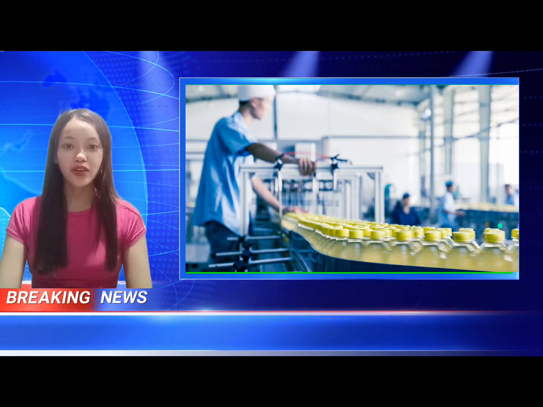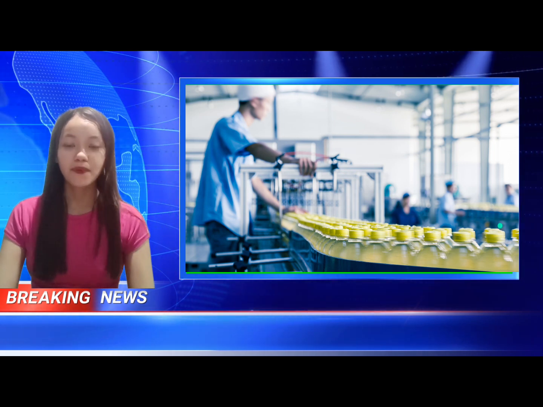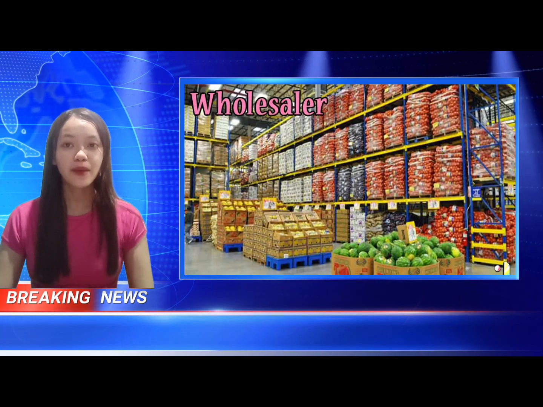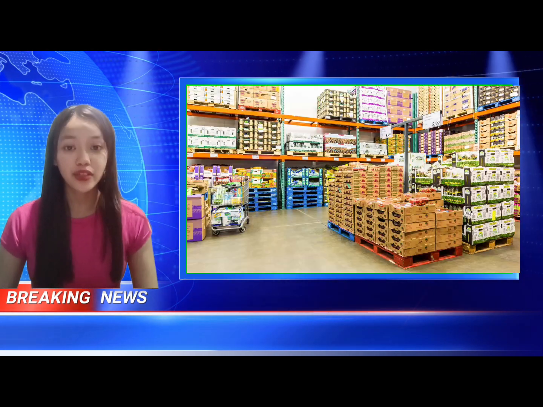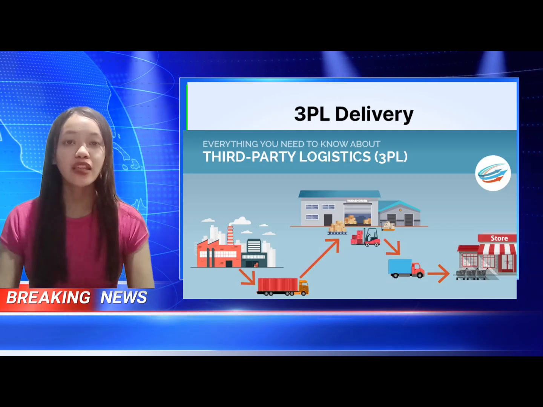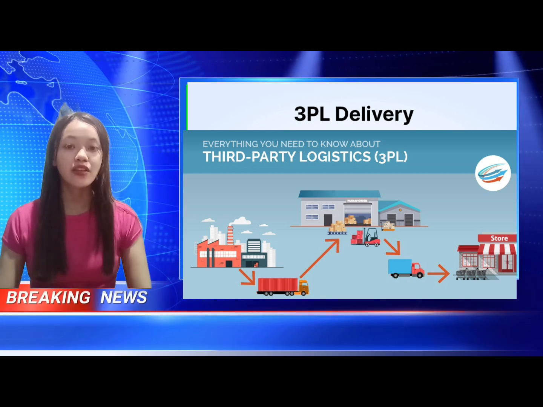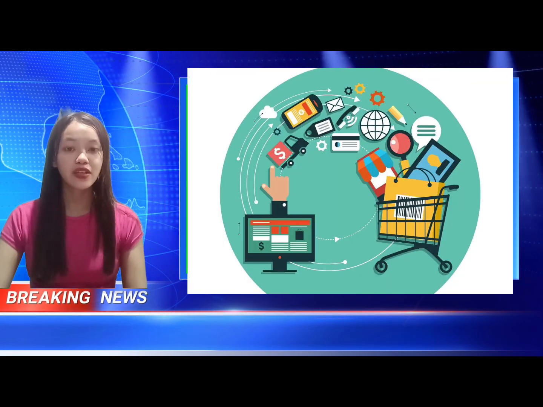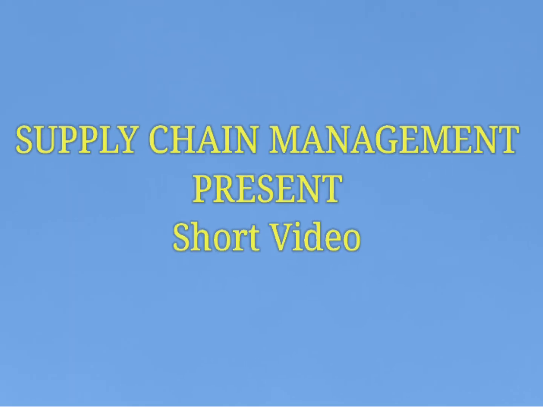First is manufacturer, produce the product. Second is wholesalers, buy products in bulk from manufacturers and sell them to retailers. Third is third-party specialists, which can include logistics providers, transportation companies, or other services that support the supply chain. Fourth is retailers, sell products directly to customers.